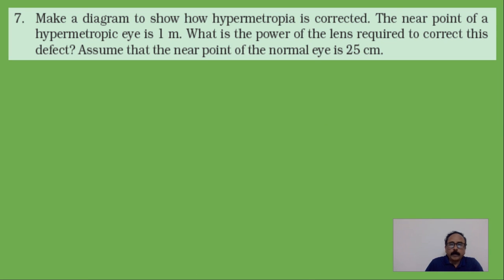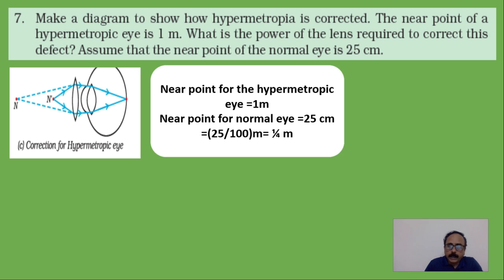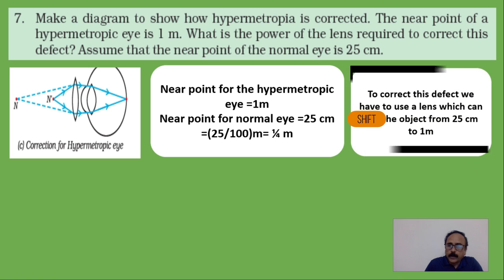Now, we have to make a diagram to show the hypermetropia. So here, the lens required for correcting his defect is convex lens. Here, in this case, near point is given as 1 meter, but near point for normal eye is 25 centimeters, that is 1 by 4 meter. To correct this defect, we have to use a lens which can shift the object from 25 cm to 1 meter. So here u is 25 cm and v is 1 meter.